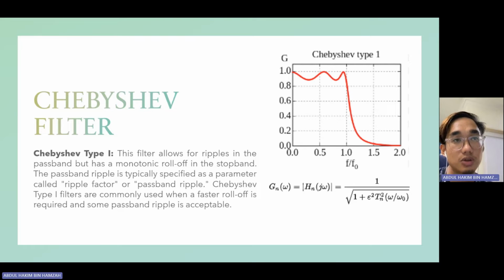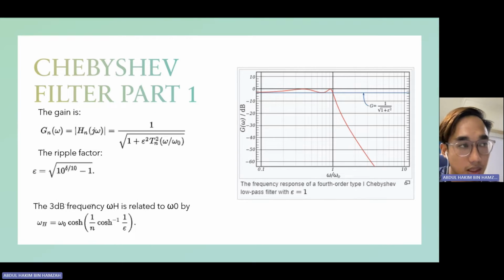So as shown in the figure in the slide, the waveform is for Chebyshev type 1. So this is the mathematical equation for Chebyshev type 1. The first equation is for gain and the second one is for ripple factor. And the last one is the 3 dB frequency, omega h, which is related to omega naught by using that equation.